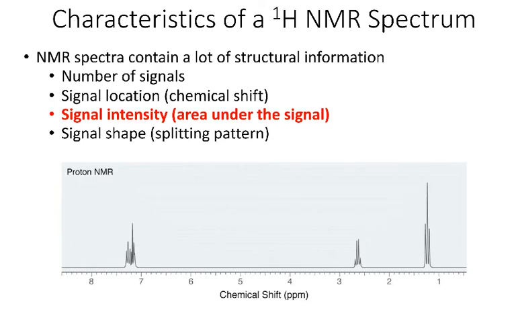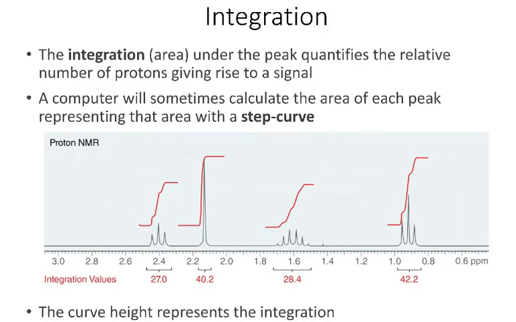All right, in previous videos, we've looked at how many signals there should be in an NMR spectrum. We've looked at where they should appear on the x-axis, and now we're going to talk about signal intensity, or the area under each of the peaks. So the area under the peak, or the integration, tells us about how many protons are giving rise to that signal. Sometimes they'll give us the values as integration values, they'll give us numbers, or sometimes there will be these step functions that we then have to use to determine the integration values. Basically, the higher the step value, the greater the integration value.